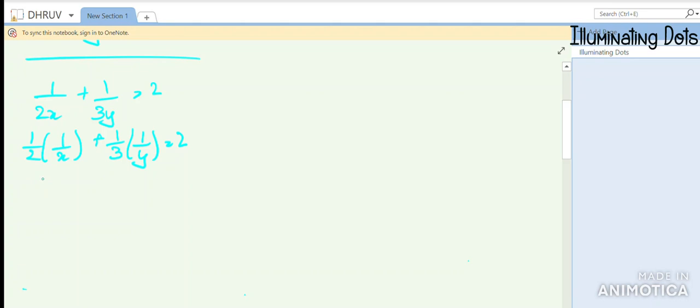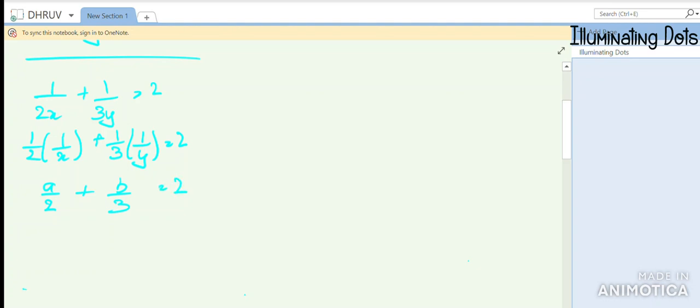So we write a upon 2, because 1 upon x is a. So this becomes 1 upon 2 into a, which is a upon 2. Now the second, it is 1 upon 3 into 1 upon y. So 1 upon y was b. So I write b upon 3 is equal to 2. Now I have this much.